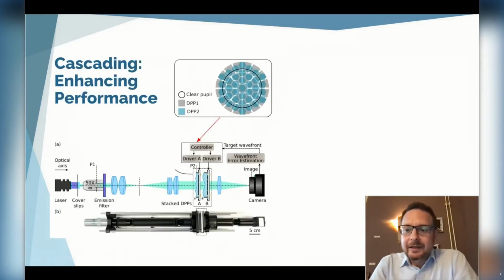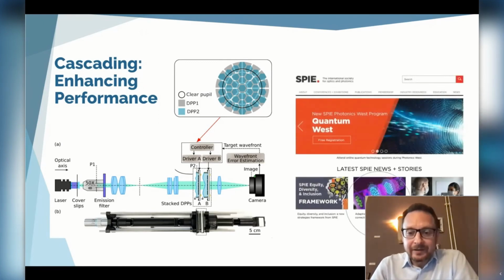You can also put multiple of these devices in a sequence. You can make cascading elements. We demonstrated that here with 2 of our devices with different actuator layouts, and we could actually use one as a woofer, the other one as a tweeter, with a low and high order correction performance. That actually made it to the title page of SPIE News very recently.